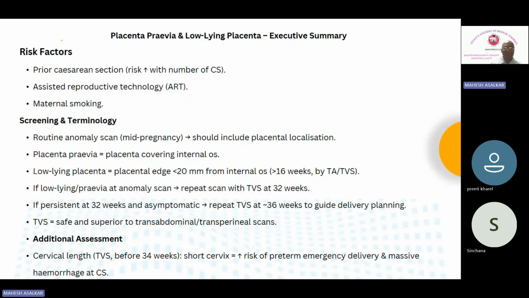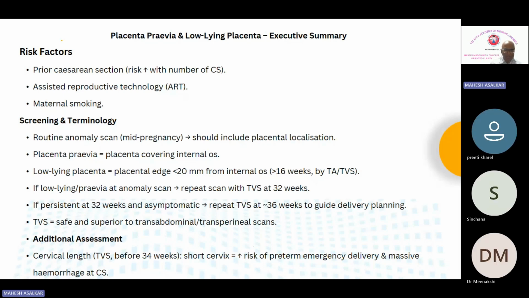And the low-lying placenta is the term used when the placental edge is less than 20 millimeters from the internal os, and it is assessed after 16 weeks of gestation, either by the transabdominal or transvaginal route. Okay, so these are the two terminologies. Placenta previa is the placenta which is covering the internal os, whether it is partial or complete, forget about it, it is a placenta previa. When the placenta is within 2 centimeters of the internal os, either by TAS or TVS after 16 weeks, we will say this is a low-lying placenta.